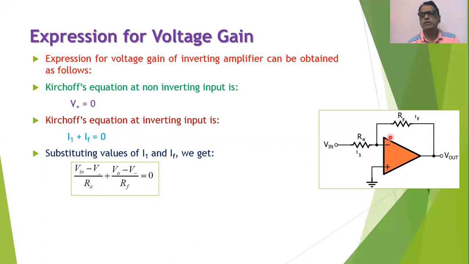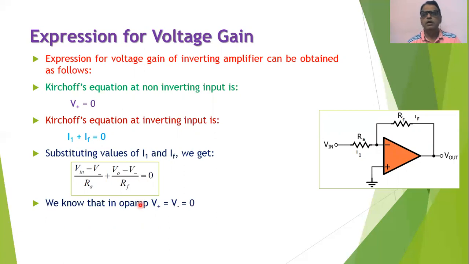Similarly, RF is connected between the inverting input and the output, and IF is the current flowing through RF. At one end of RF there is the output voltage VO, at the other end there is the inverting input voltage V minus, and therefore IF can be written as VO minus V minus divided by RF.